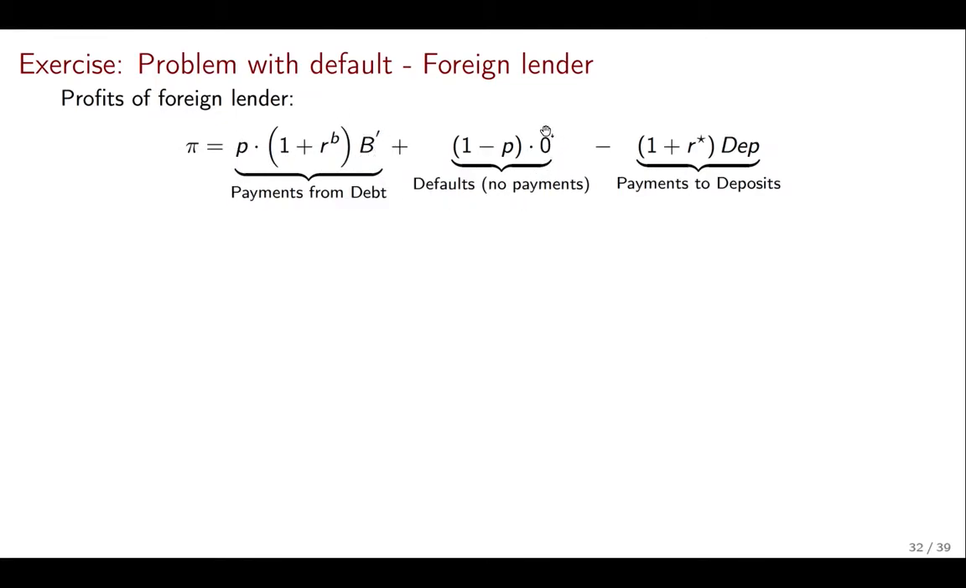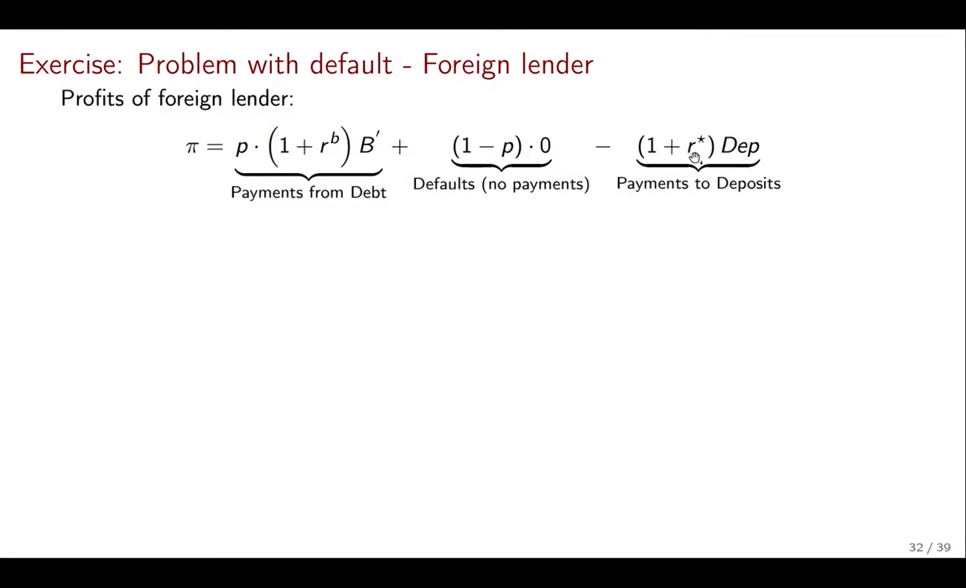With probability 1 minus p, there are no payments. Simply, the lender gets nothing back. And with probability 1, sorry about that, the lender has to pay the deposits. And they pay deposits at the international interest rate R star.